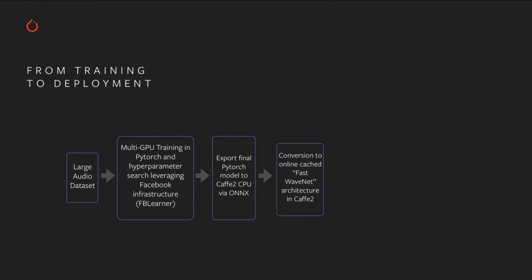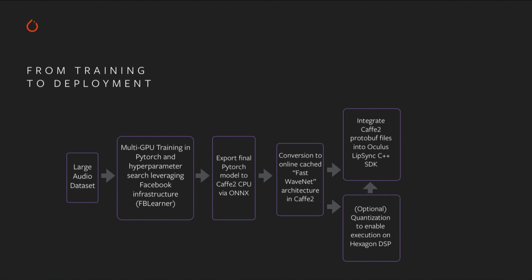We then perform another step in which we convert this Caffe2 model to a fast online cached version called Fast WaveNet, which enables real-time speeds. We then optionally quantize this model so that it can be run on a Hexagon DSP. Running our model on the Hexagon DSP allows us to preserve CPU for other applications and games. Finally, we export the Caffe2 model to protobuf files, which are integrated into our Oculus Lip Sync C++ SDK, which is then integrated into either Unity or Unreal Engine, such that you can drop this plugin into your application and have real-time lip syncing and laughter detection technology.